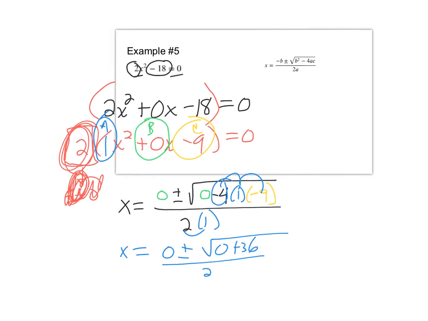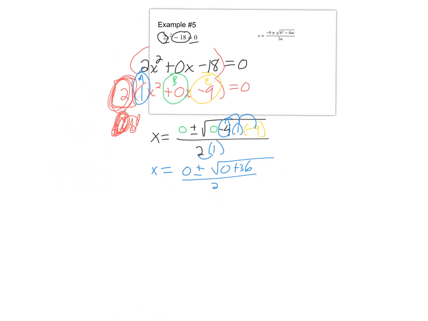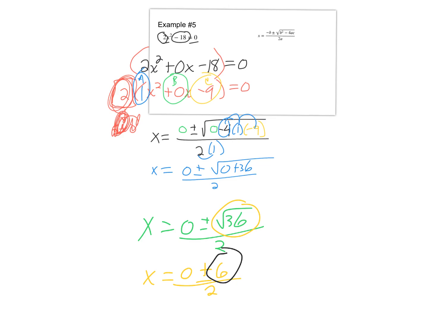Okay, so let's shrink this down. Okay, now let's evaluate under the radical. x equals 0 plus or minus radical 36 divided by 2. Evaluate the radical. Now again, this is just a nice number, so I'm trying to do a basic example here. Okay, so now because this is a nice number, let's do our positive and negative solutions.